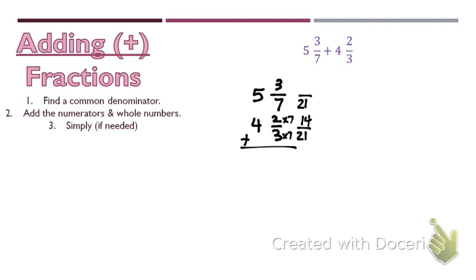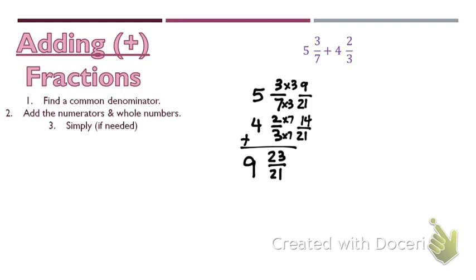Now our top fraction, 7 times 3 gives me my 21. So I have to multiply that top number by the same thing. 3 times 3, we get 9. Now I can go ahead and add 9 plus 14, we get 23 over 21. 5 plus 4, we get 9. If you notice, we can't have an improper fraction. Our 23 is bigger than 21.